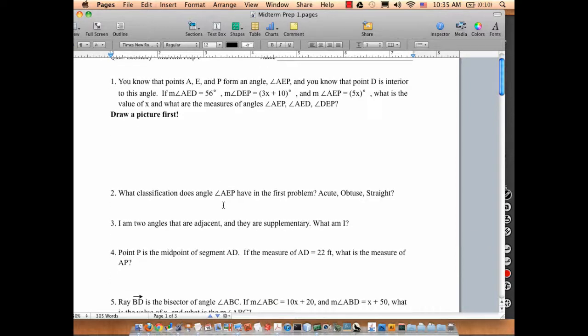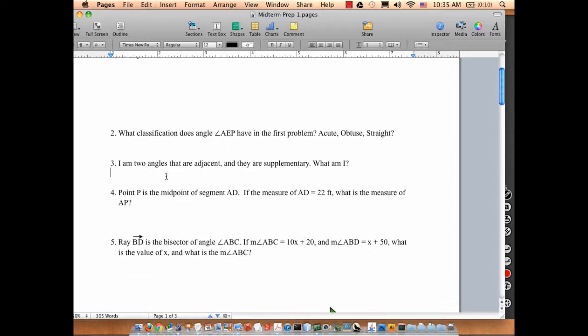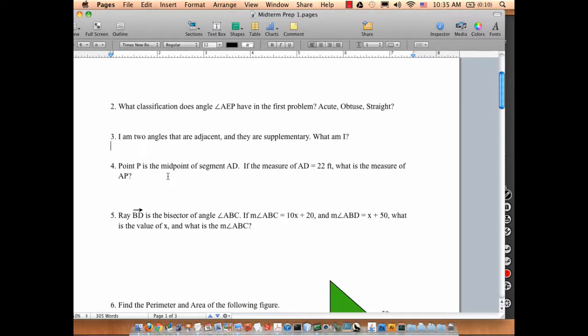What classification does AEP have in the first problem? Is it acute, obtuse, or straight? Obtuse. It's greater than 90 degrees, so obtuse. Number 3, I am 2 angles that are adjacent and they are supplementary. What am I? I am a linear pair. That's exactly right.